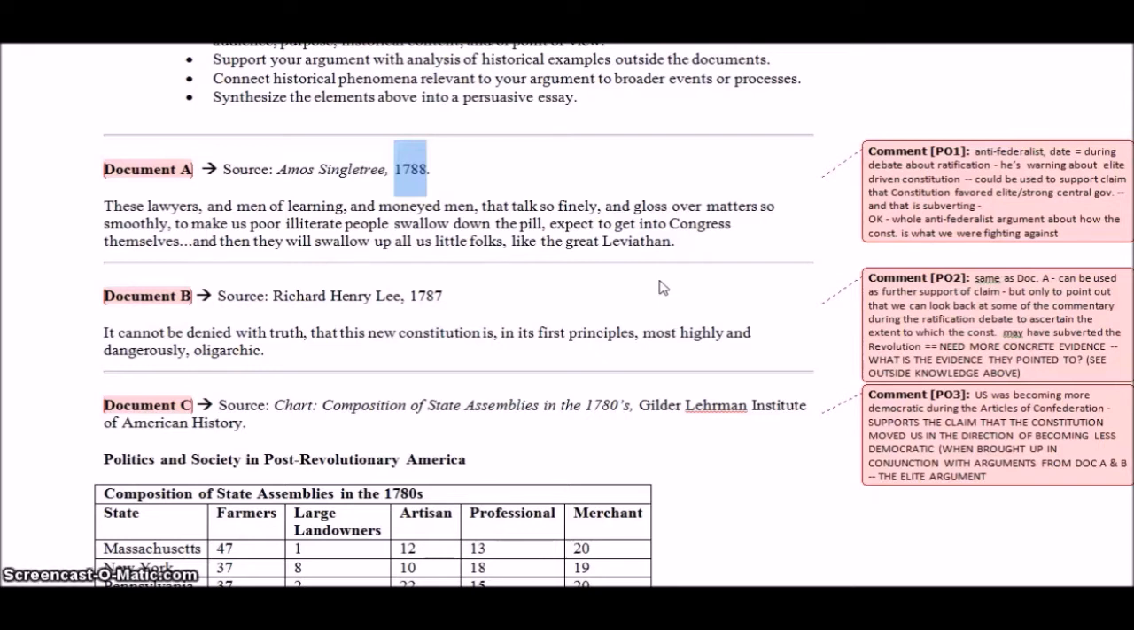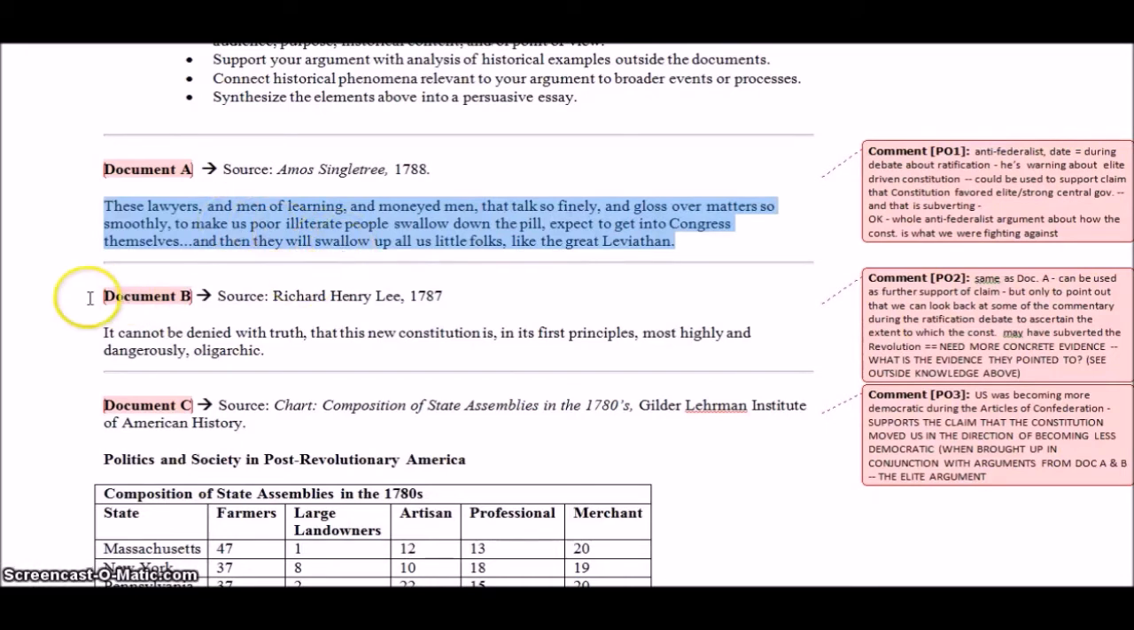Okay, but it's one of the things we've thought about, this idea of equality. Now, the outside knowledge I could bring in is the whole anti-federalist argument about how the Constitution is what we were fighting against. In other words, this is a quote from one guy, a guy who we don't even know. It could be some chubby guy living in his mom's basement. Who knows? All we can use this for is to support the argument, other evidence we have, that the Constitution favored the elite. You know, to point out that guys back then thought so.